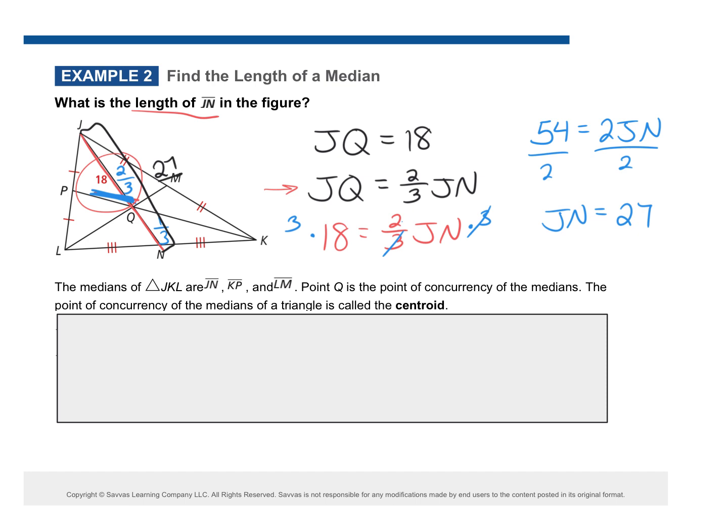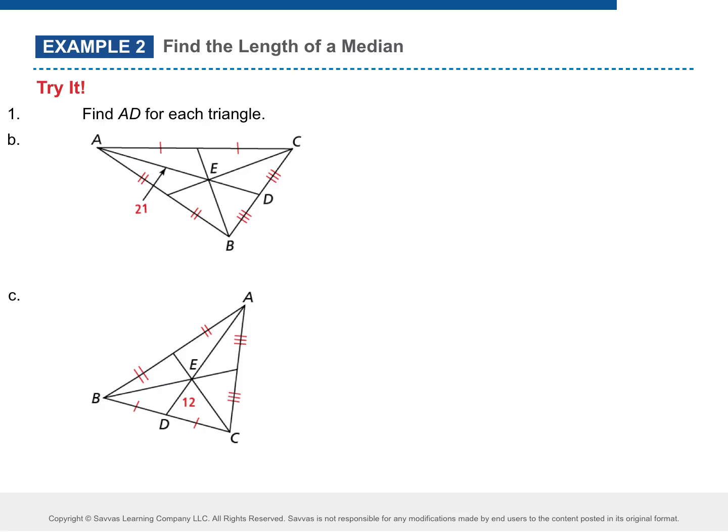So if I know this is 27 and JQ is 18, how could I find what QN is? 27 minus 18. I could subtract it, right? Could I have made an equation that looks like this, just with the 1/3? Okay, but do it the easier way. 27 minus 18 would give you 9.